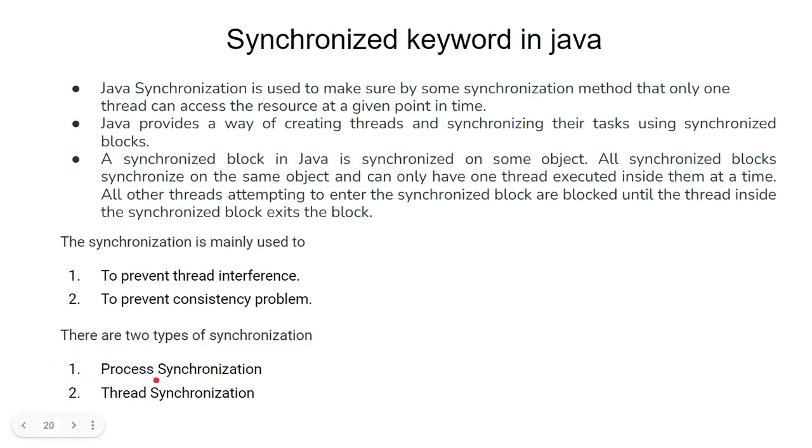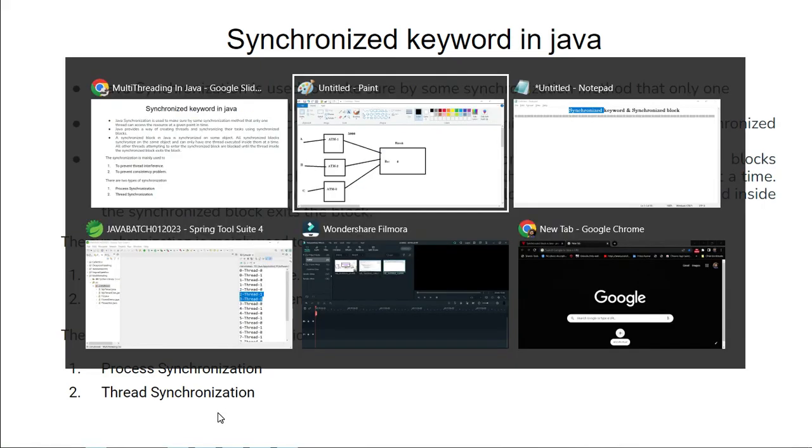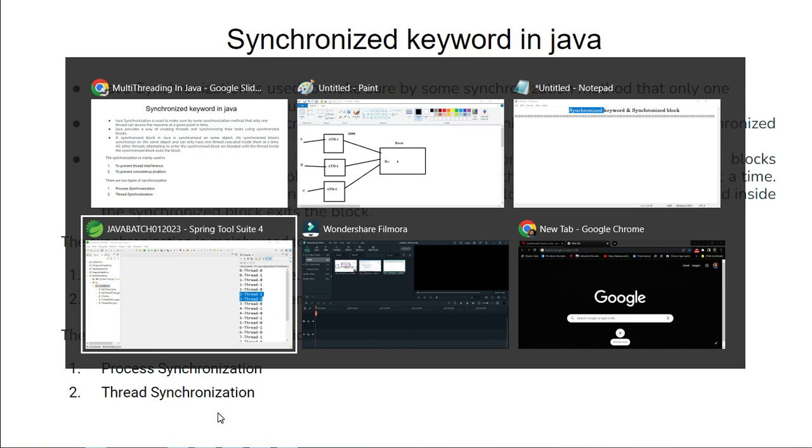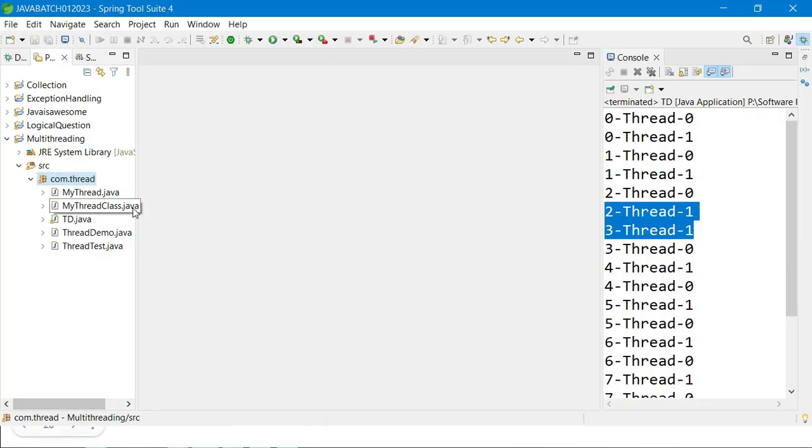One is process synchronization, and the other is thread synchronization. Process synchronization means working one by one with the help of the process, and thread means internally we can create multiple threads and do work on them. Let's take one example and try to understand how we can use the synchronized keyword and what we call the synchronized block. So this is the Eclipse I have opened.